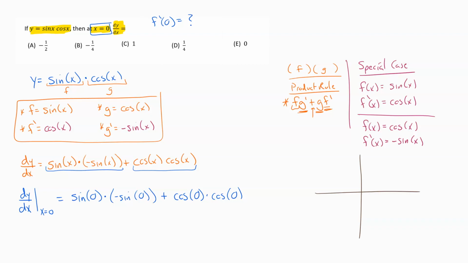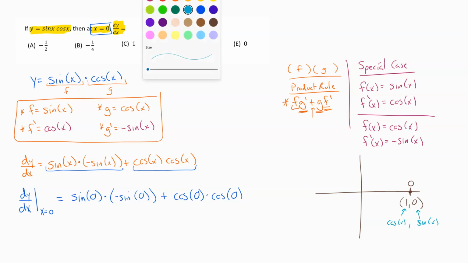Because this is a calculator not allowed section, you've got to know your unit circle like the back of your hand. We're looking for when x equals 0, when theta equals 0. Theta equaling 0 is right here on our unit circle. That's the point (1, 0). And from there, we remind ourselves that the x value is always the cosine value, and the y value is always the sine value. So we're looking at either 1 or 0, depending upon if it's a cosine or a sine function.